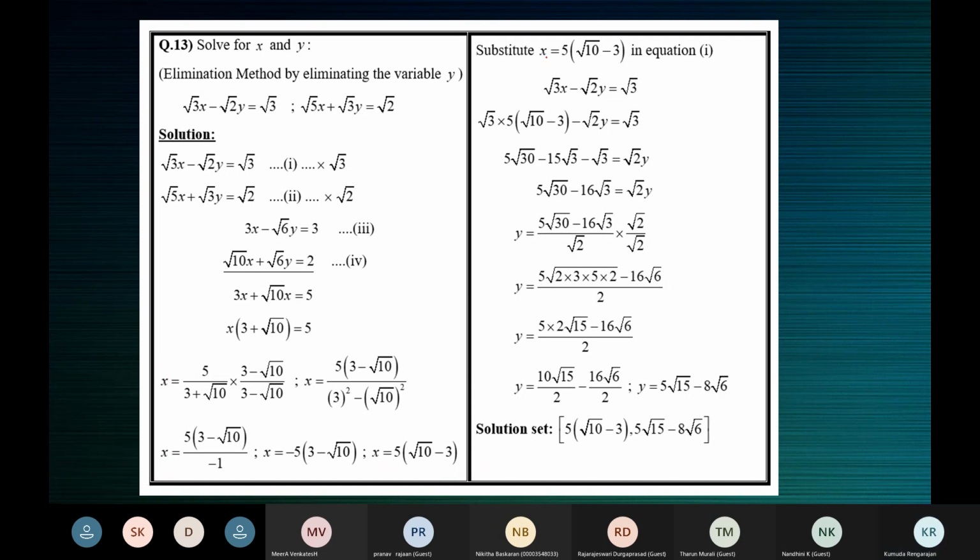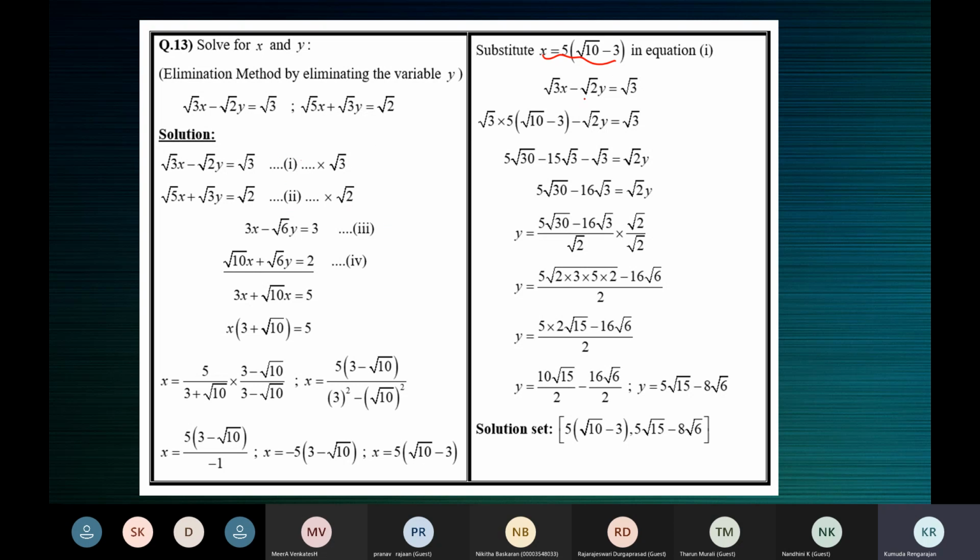Correct. Now substitute the value of x in any one of the equations, equation 1 or equation 2. Don't substitute in 3 and 4, although you can put it in 1, 2, 3 or 4. Wherever you use it, you will get the same value of y. But we'll take 1 or 2.